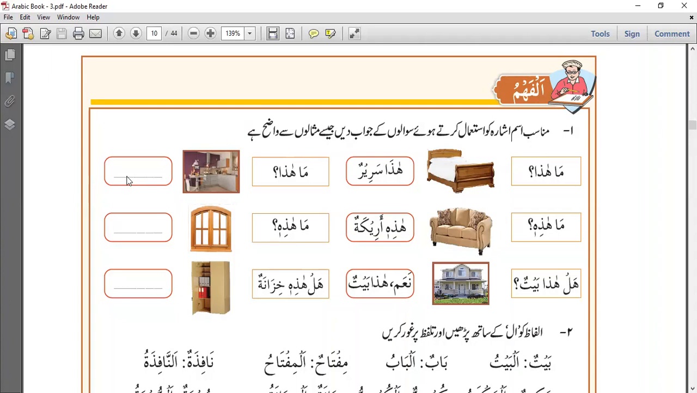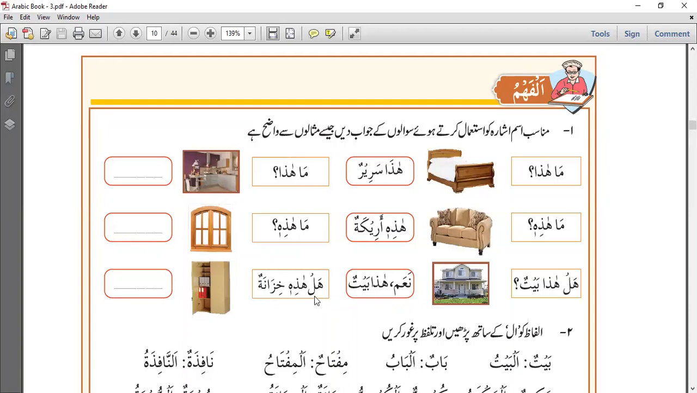هذا مطبخ. So the second question is ما هذه. This is a picture of a window, and in Arabic we will use the word نافذة for window. So ما هذه. هذه نافذة.